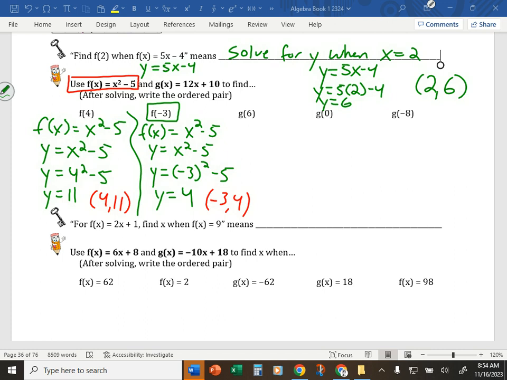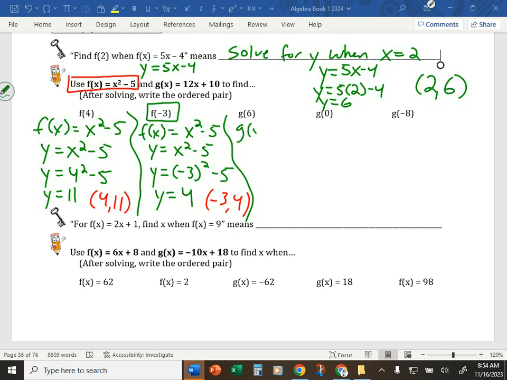Oh, okay. Right? Yep. -3 squared is positive 9. 9 minus 5 is 4. And that's how we get -3, 4 as an ordered pair. Okay? The next one, g of 6. Which equation are we using? G this time, right? G this time.